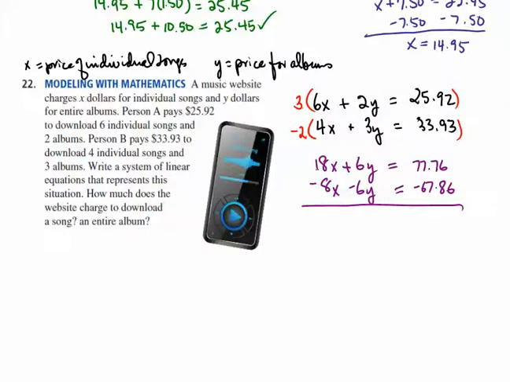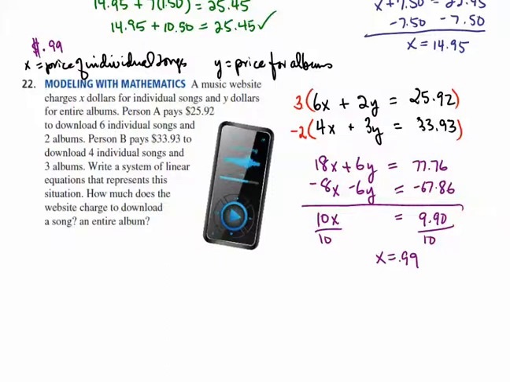When we do, we get 10x is equal to $9.90. Divided by 10, we get x is equal to 99 cents. So that is the price of the individual songs, 99 cents.